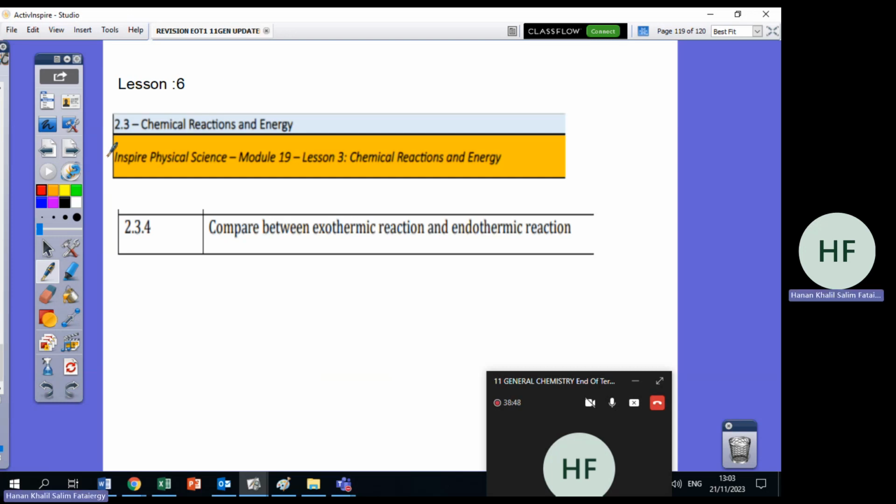Okay, now آخر إشي لازم تعرفوه بلسن 6 هو compare between exothermic and endothermic reaction. Exothermic بتبدأ ب EX يعني exit. Thermic means heat. يعني heat will exit or I can say heat is released. هلا endo هاي بتبدأ ب N means in heat يعني heat is absorbed.